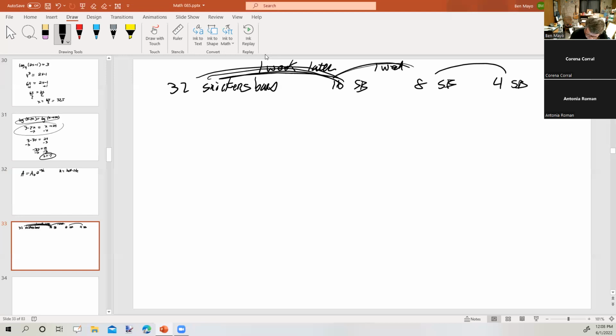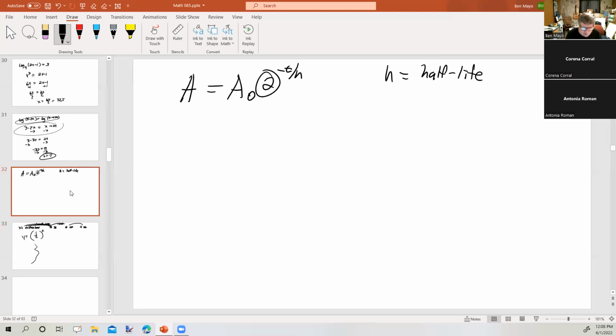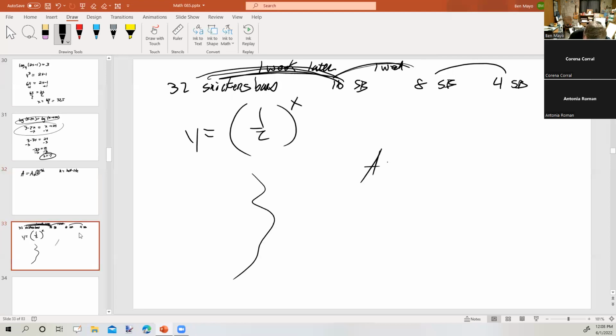So if each time we're getting half of what we had before, it seems like we'd have a base of a half. Remember when we graphed this thing? The value is cut in half each time. So why does this thing have a 2 instead of a half? Well, they could have written it like this.